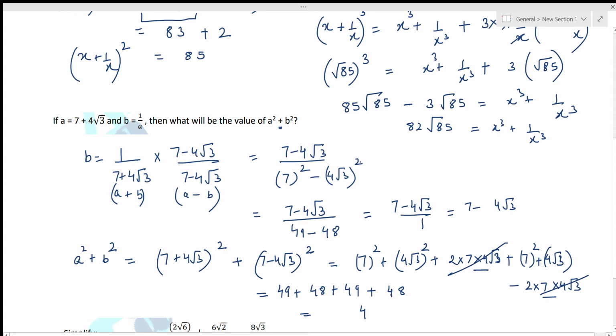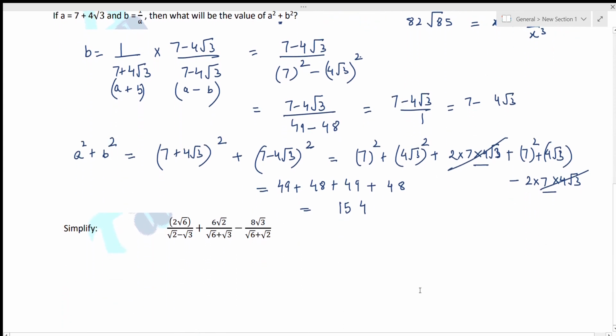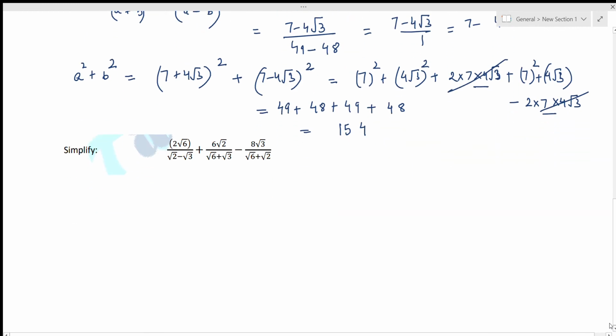So 154 is the answer. Now let us solve this question. Either you can do it directly by using all the terms together, rationalizing all of them, or you can do them separately.